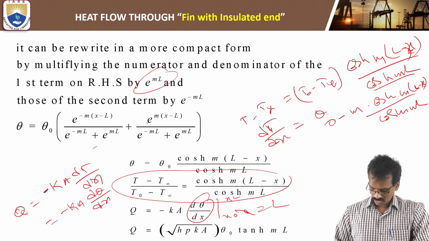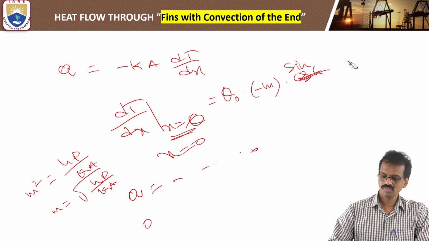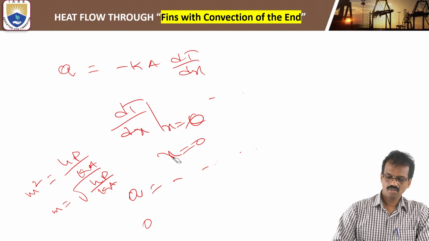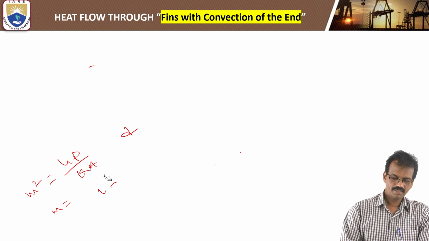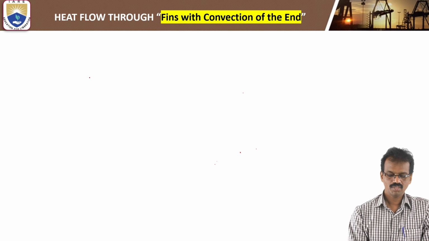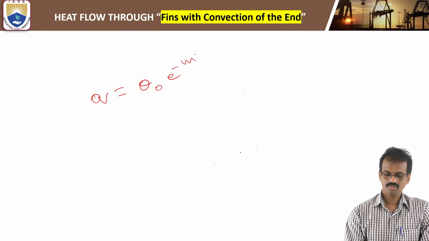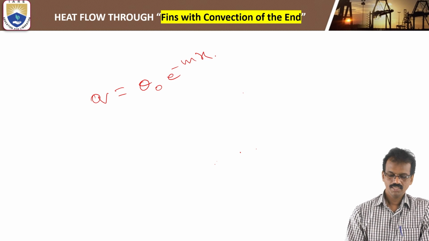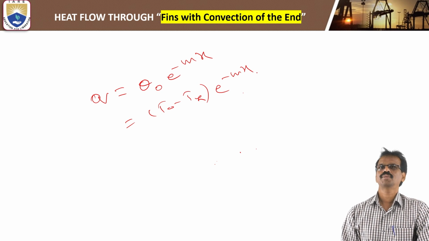So finally, we have derived two types of rate of heat transfer for two pins. One is the long pin, another one is the short pin. I am just repeating those formulas. For the long pin, the rate of heat transfer Q is equal to theta naught into e to the power of minus mx, where theta naught is nothing but T naught minus T infinity. You have to remember this formula.